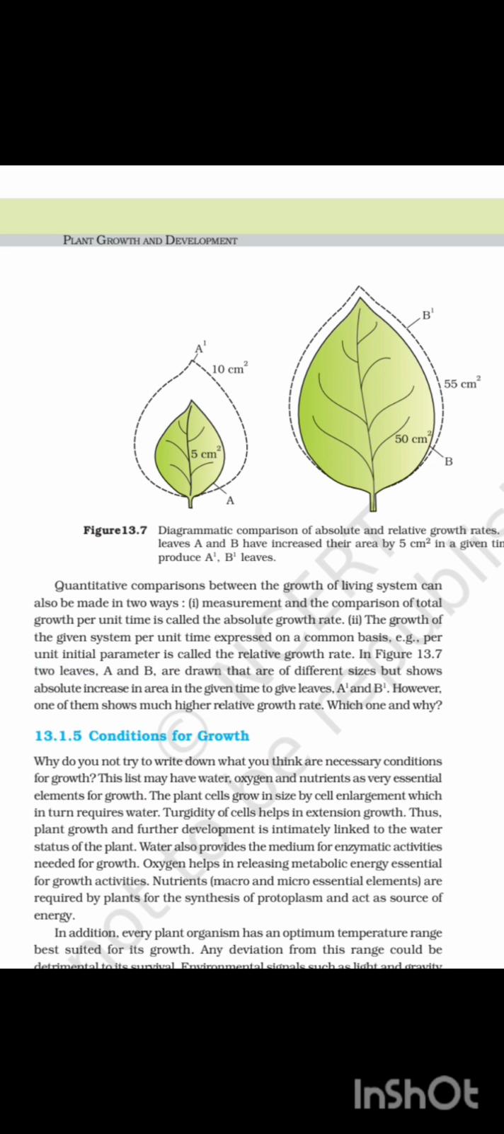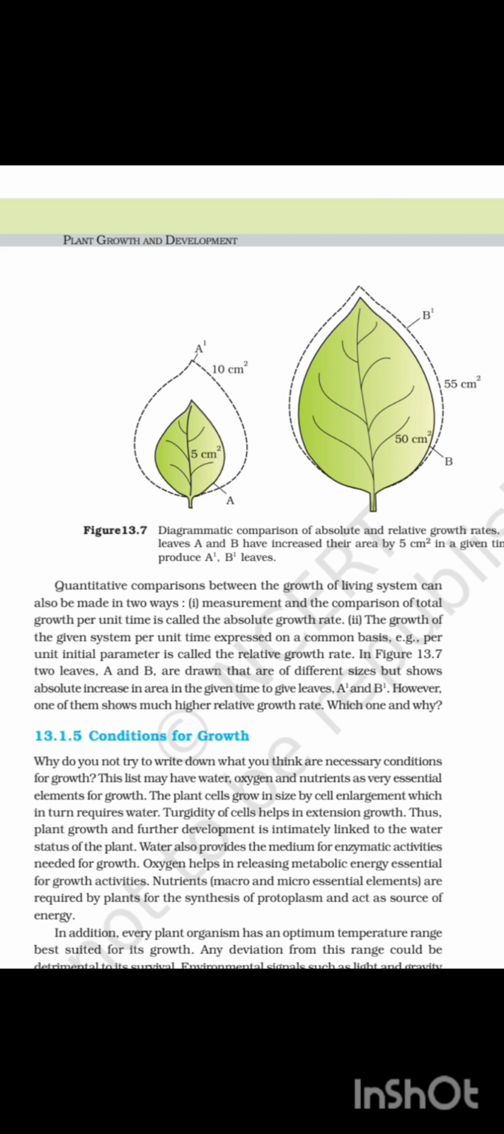for example, per unit initial parameter, is called the relative growth rate. In figure 13.7, two leaves A and B are drawn that are of different sizes but show absolute increase in area in the given time to give leaves A1 and B1. However, one of them shows a much higher relative growth rate. Which one and why? 13.1.5 Conditions for growth.